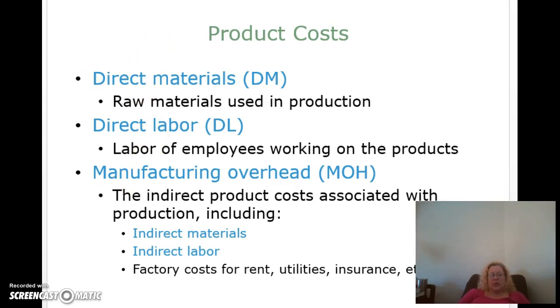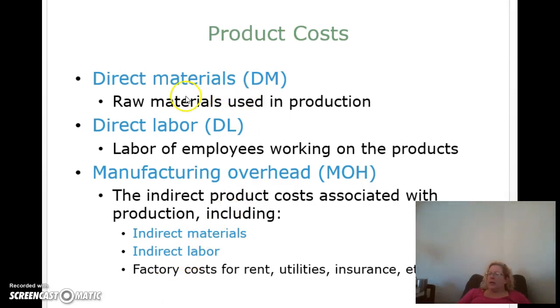It's important to be able to distinguish between direct and indirect materials and direct and indirect labor. Indirect materials are materials used in making a product, but whose cost either cannot be conveniently traced directly to a specific finished product, or they're not large enough to justify tracing to a specific product. Indirect labor is a labor cost for activities that support the production process, but either cannot be conveniently traced directly to a specific product, or they're not large enough to justify tracing them to a specific product.